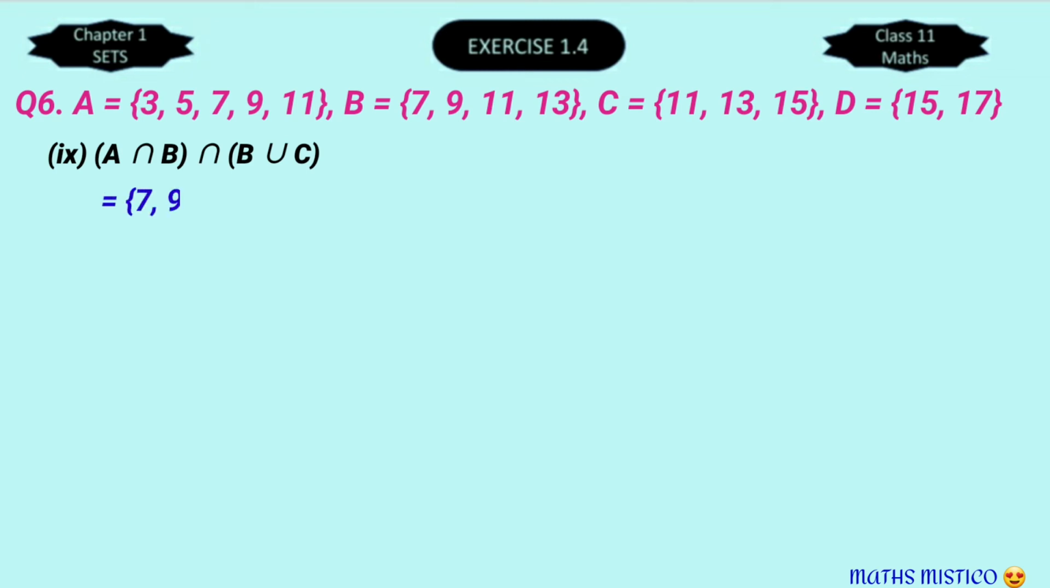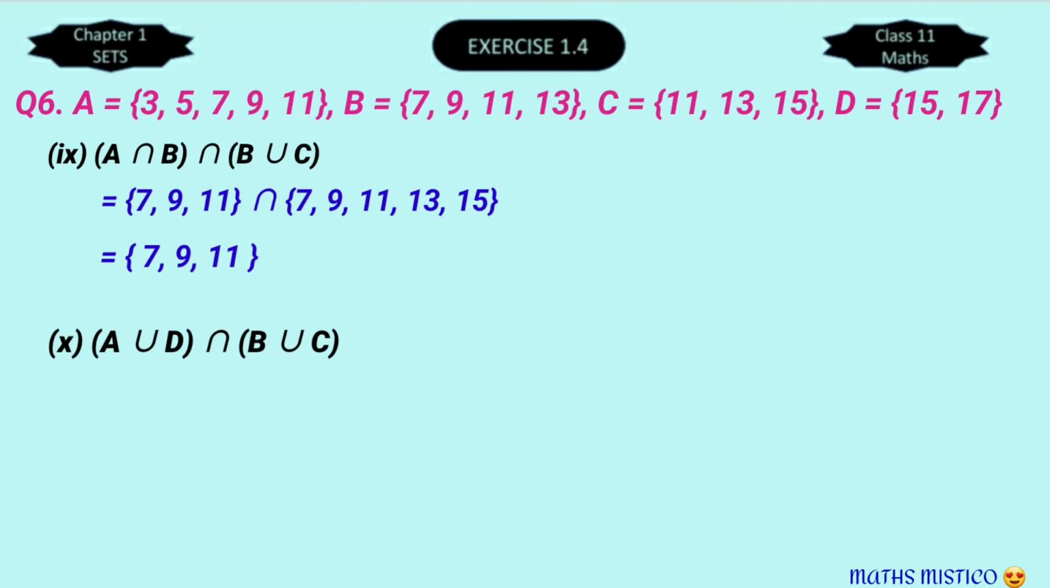Yes, they are 7, 9 and 11. In B union C, we have 5 elements: 7, 9, 11, 13 and 15. Now if we take the intersection of these two sets, we get 7, 9, 11. Are these steps clear to you? If you have any question, you can ask in the comment box.